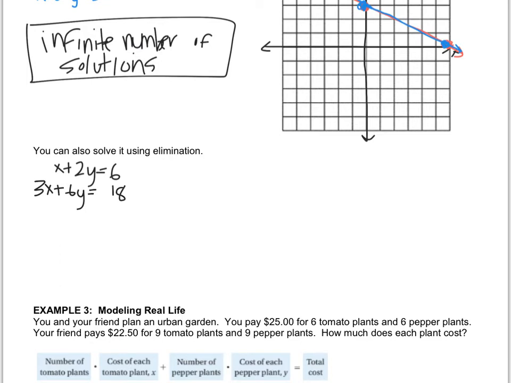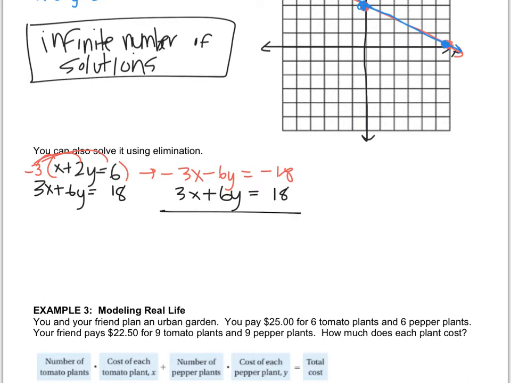So if you want to use the elimination technique, you would multiply to make something cancel. So if I want to turn the x's into 3's, I'll multiply this first one by negative 3. So that would give me negative 3x minus 6y equals negative 18. And then when you go to line it up with the other one, you see that not only do the 3's cancel, but everything cancels. That cancels, that cancels, that cancels. So you have 0 equals 0.